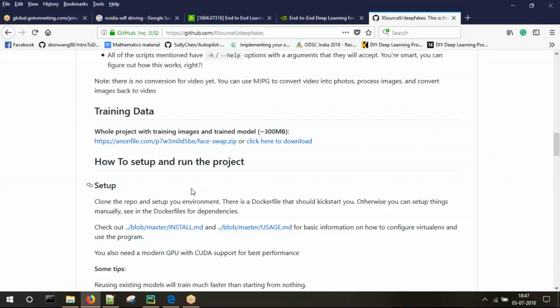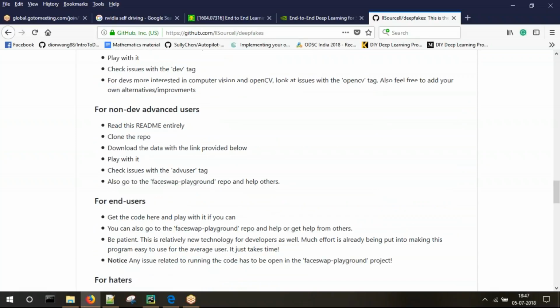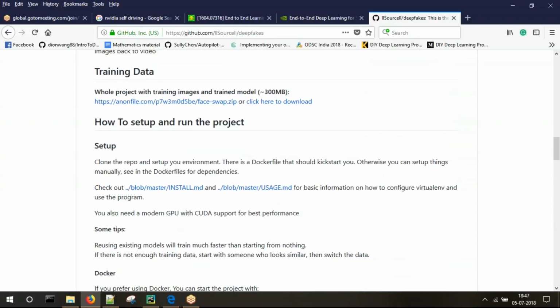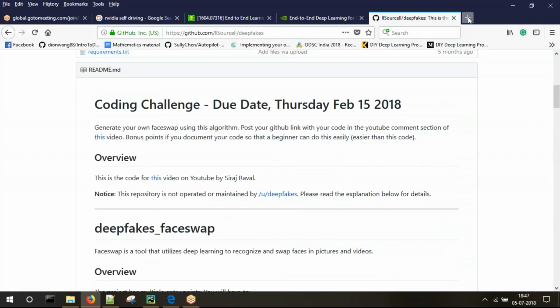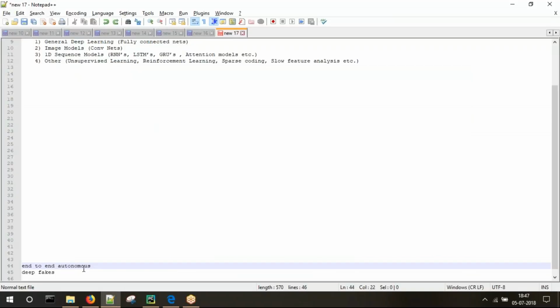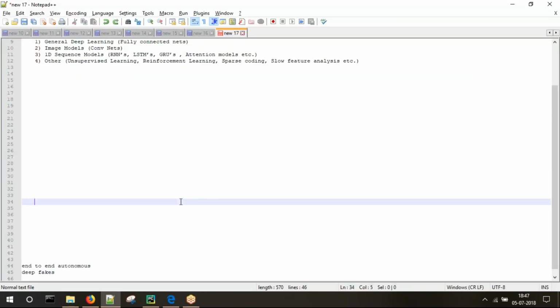So you can go through Siraj Rawal's GitHub repo and get some information about deepfakes. And then other applications that I am interested in. Particularly, I'm working on an end-to-end autonomous driving implementation as of now. But I've just started the implementation, so it will take about 1 or 2 months before I can actually get a good working model.